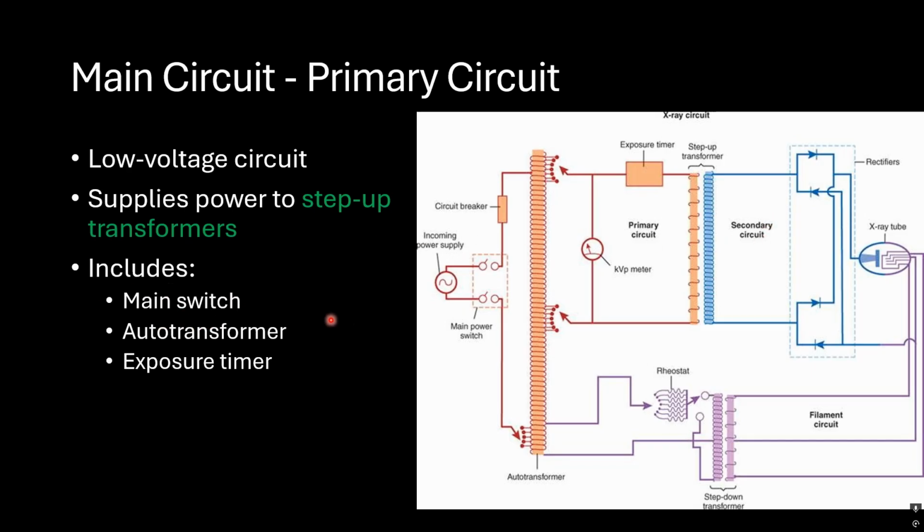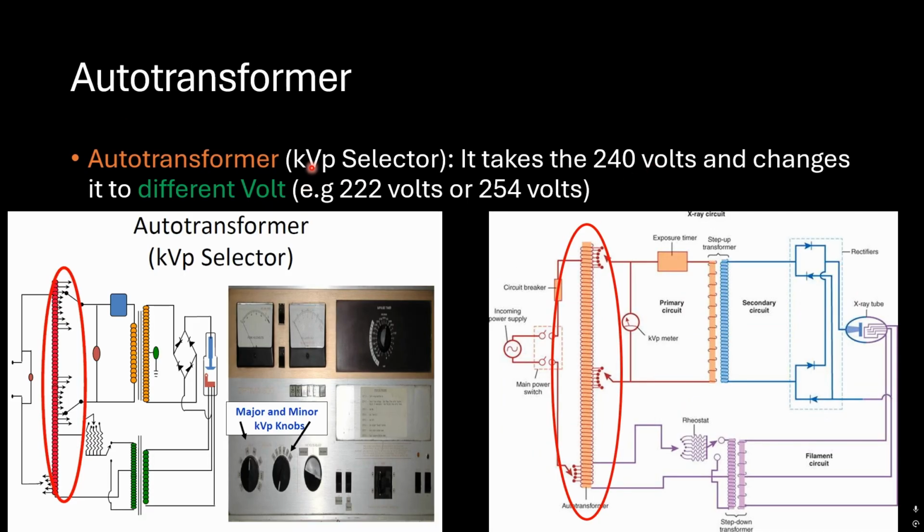It includes the main switch, which is here, the auto transformer, which is here, and the exposure time, which is here. So what's the auto transformer? It's considered as the kVp selector. It takes the 240 volts and changes it to different volts, for example, 222 volts and 254 volts. Why do we have the auto transformer or kVp selector? Because changing the volts a little bit will have a significant impact on the step up transformer. So changing the voltage a little bit here, when we take it to the step up transformer, it will be multiplied by a high number, so it will produce a very high kVp.